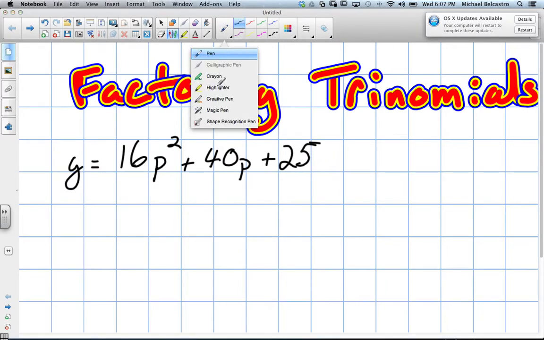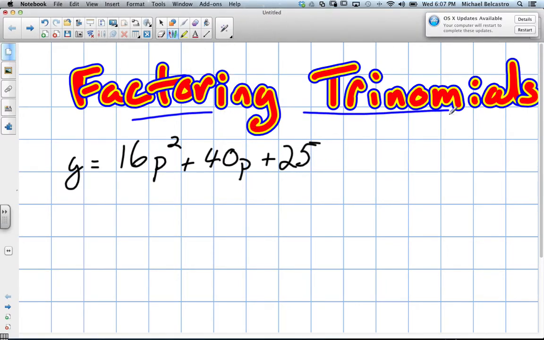Okay, we're going to get into factoring trinomials. A trinomial is a polynomial that has three terms. So an equation with three terms, okay? Specifically, the highest power is going to be squared. So it means if it's squared, we're dealing with some type of quadratic graph, okay? And we want to work on getting into factored form.